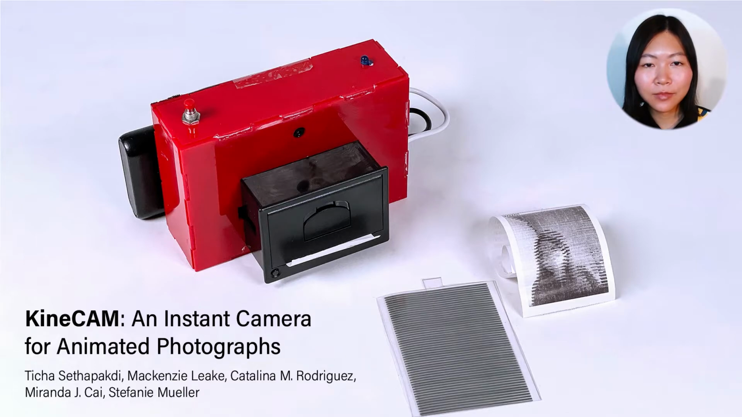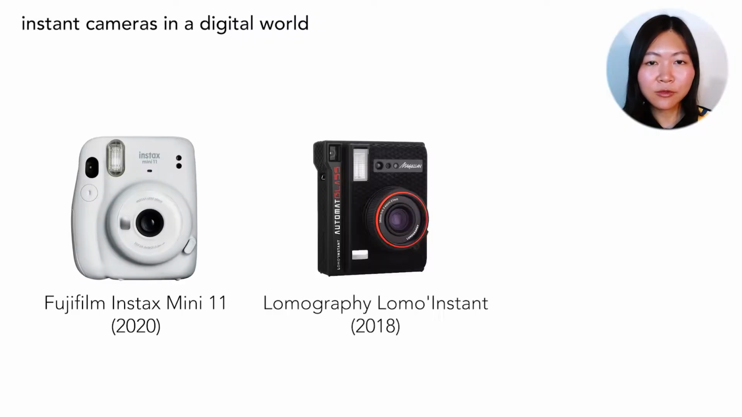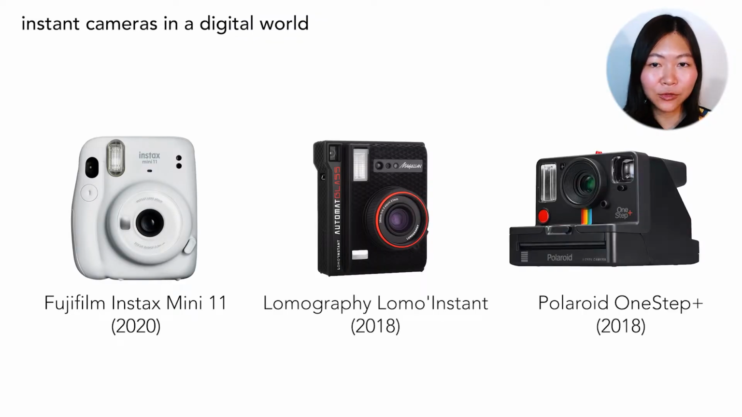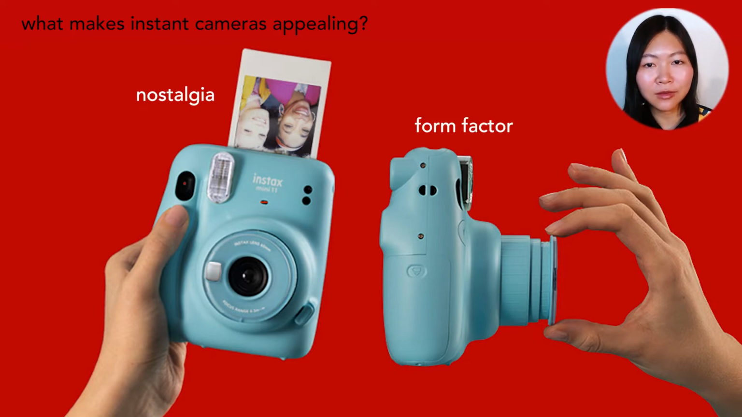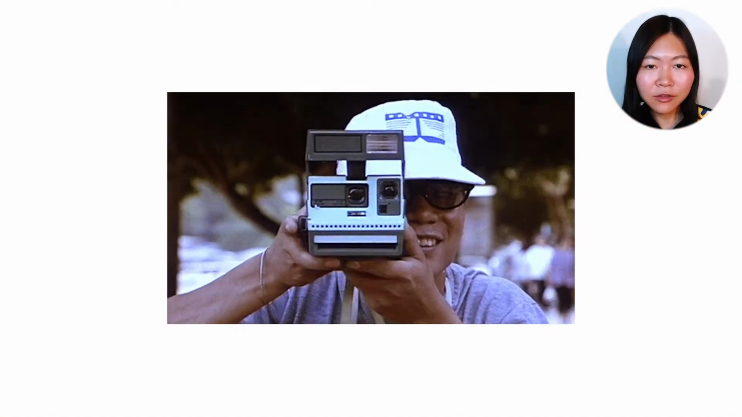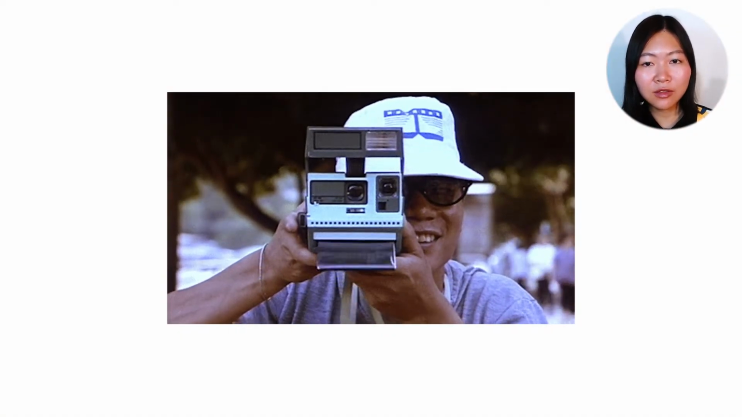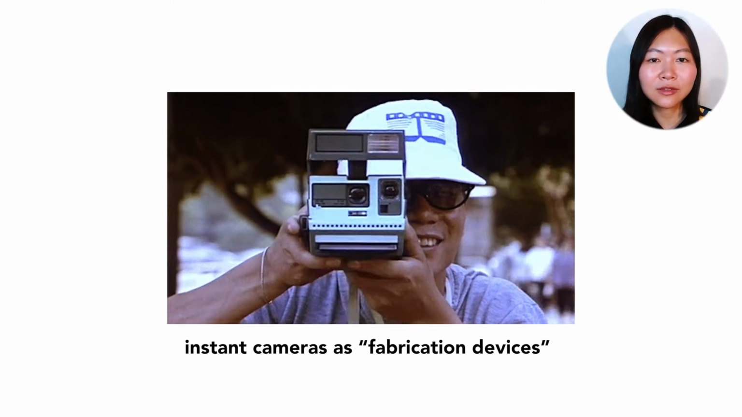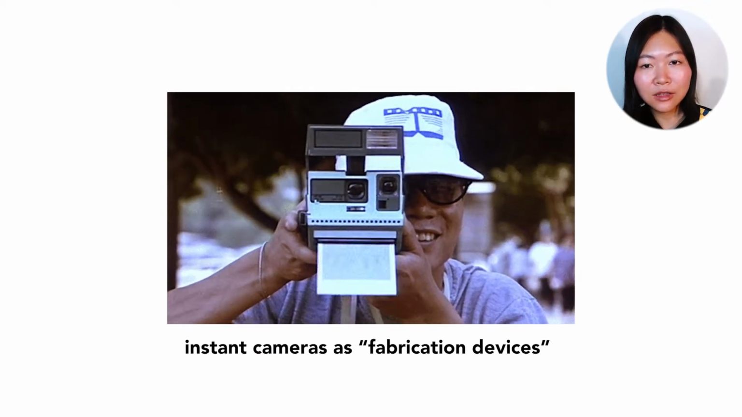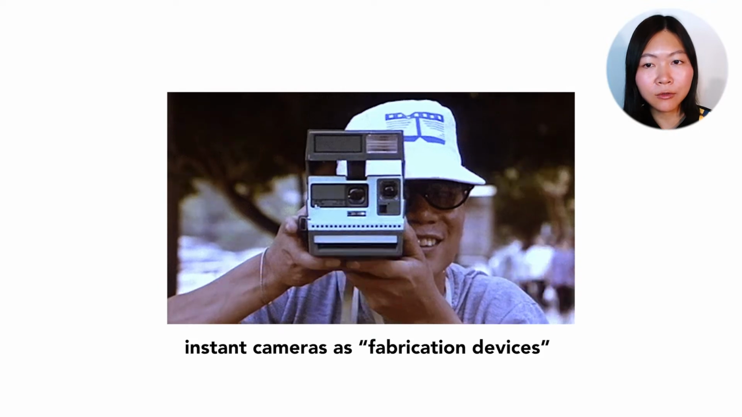photographs. So while digital and smartphone cameras are powerful photography tools, instant cameras such as Polaroids have kept their appeal. Maybe it's because of their nostalgic value, or perhaps it's the charming form factors of the cameras themselves. But what I personally find appealing about instant cameras is that they're a bit like portable fabrication devices, since they allow you to translate an experience into a physical form on the go.